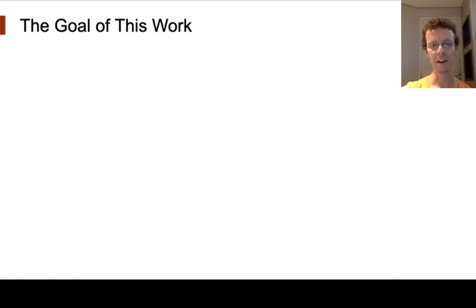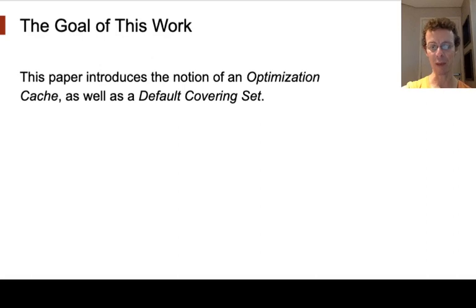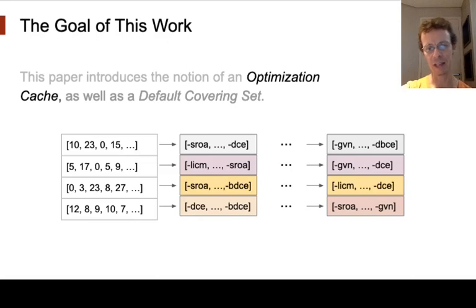The main goal of this paper is to describe a strategy to explore the space of optimization sequences for code size reduction. In this paper, we introduce the notion of optimization cache and covering set. An optimization cache is a table of programs to optimization sequences that can be used to support predictive compilation. Entries in this table are numeric representations of programs. These entries are mapped to sequences of optimizations that are good for that program.